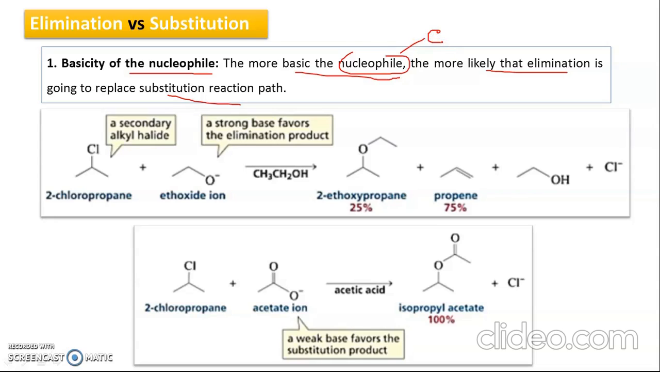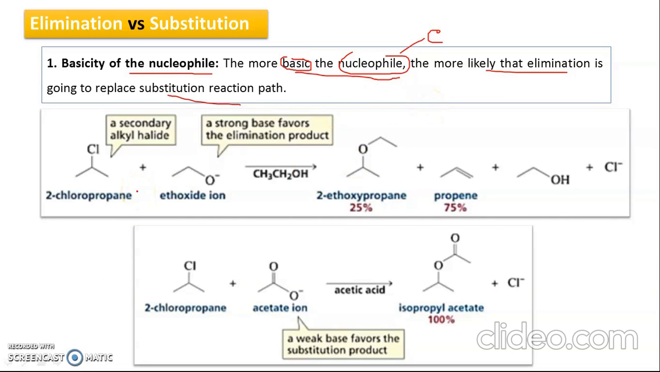In the case of elimination, it is always hydrogen that we have to remove, so obviously we talk about basicity. If you have some species that can act as a base as well as a nucleophile, but its basicity is more compared to its nucleophilicity, then elimination will take place. That is, elimination will be favored over substitution.